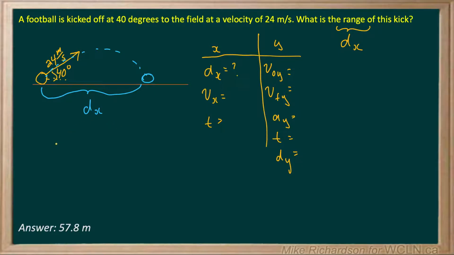Now let's start figuring out some of these values. Anytime you've got an initial velocity that's at an angle, you have to break it down into its horizontal and vertical components. So the vertical piece, since this side is opposite to the angle, will be 24 sine 40. So this is v initial in the y. 24 sine 40 gives us 15.4 meters per second.